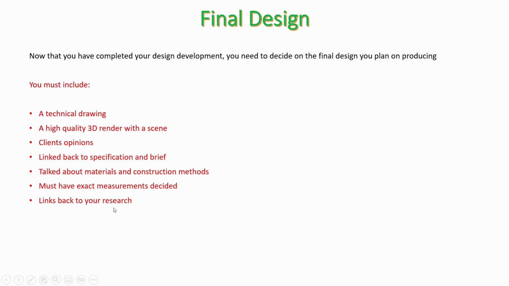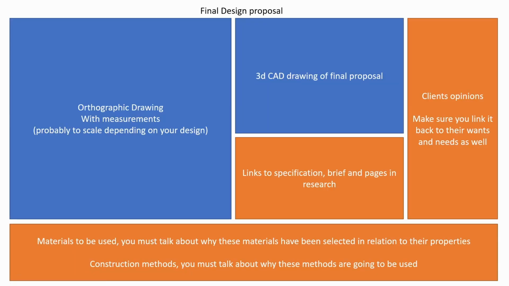You need to have your exact measurements, which links back to your technical drawings. You also need to make sure you're linking back to your research, which goes hand in hand with the materials, construction methods and your client's opinion. As with all the other pages, I can't tell you how to lay it out, but this gives you an idea. The final design proposal is probably going to go over 2 pages, and then all your other technical drawings are going to be on their own individual pages.